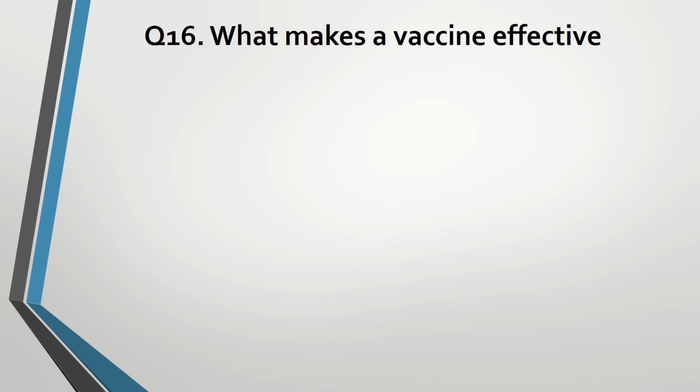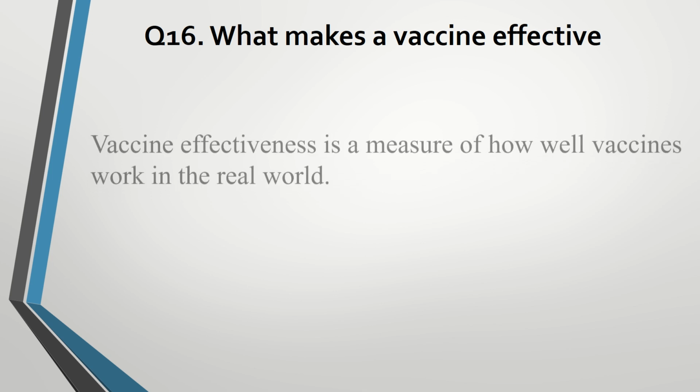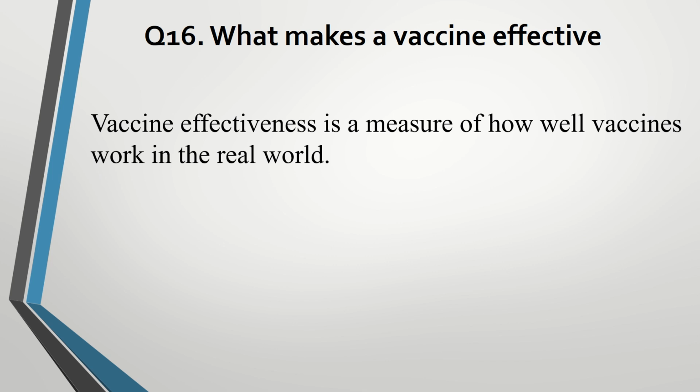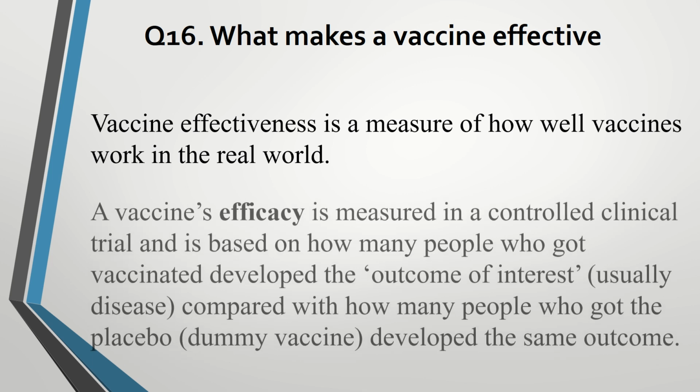The question is, what makes a vaccine effective? Firstly, vaccine effectiveness is a measure of how well a vaccine will work in the real world. Here we measure the proportion of how the vaccine works in the real world. When a population receives the vaccine, we will see the proportion of the people who are vaccinated who will get illness and the people who will be immune to that virus or disease.